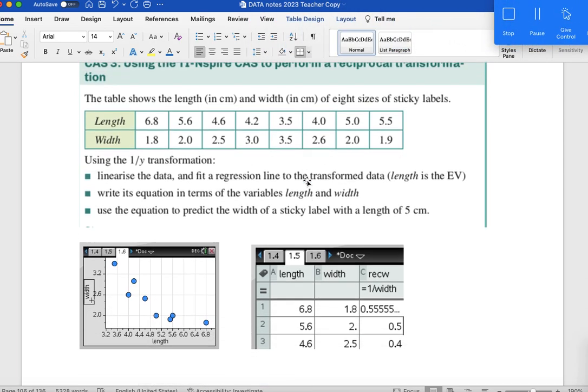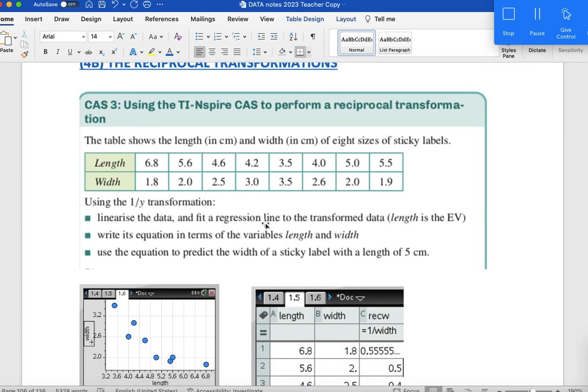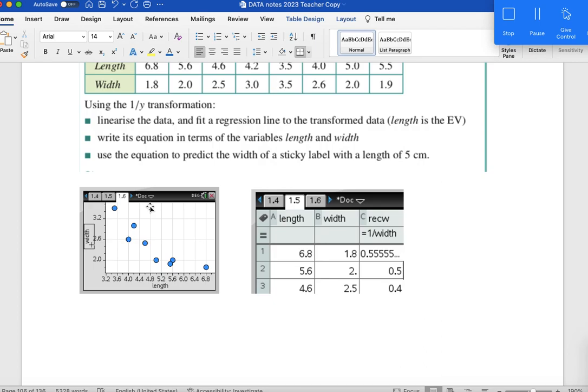Okay, so it shows the length in centimetres and the width of 8 sticky labels. They want us to fit a regression line with length as the EV, but they want us to do a 1/y transformation. So we're going to do a Y transformation, and this is where it's good because when you predict, it's a little bit different. So let's have a look.